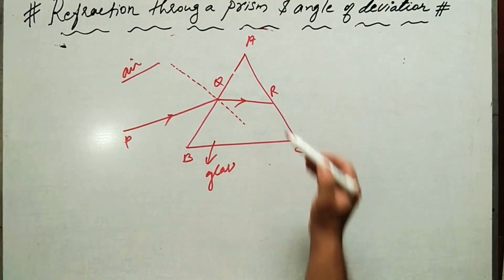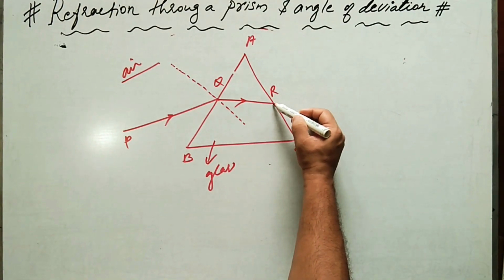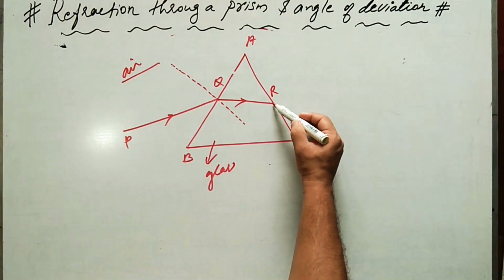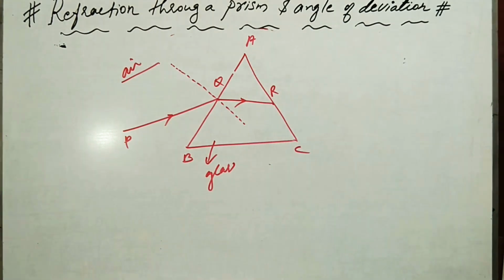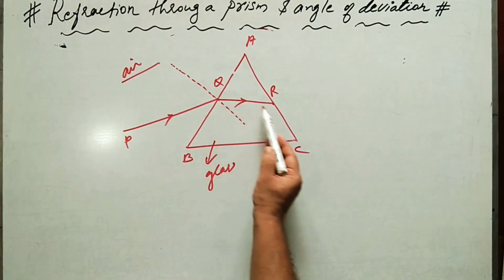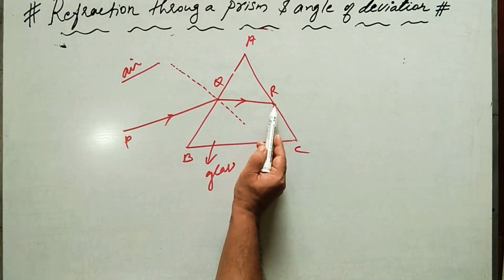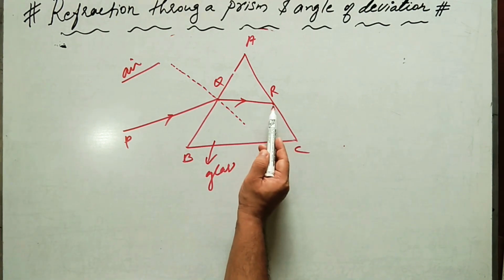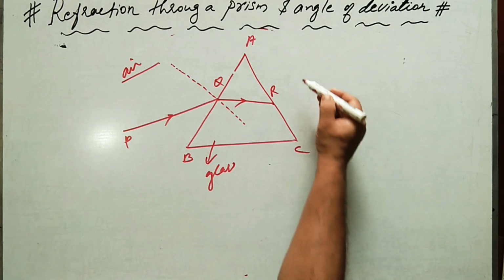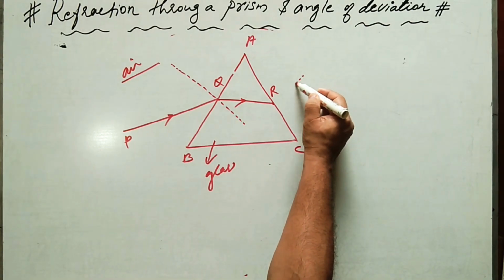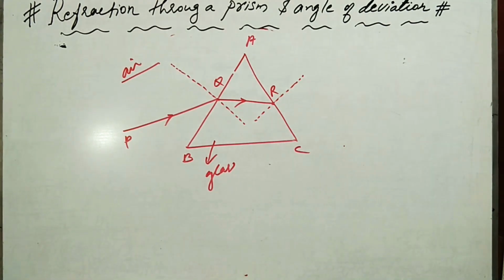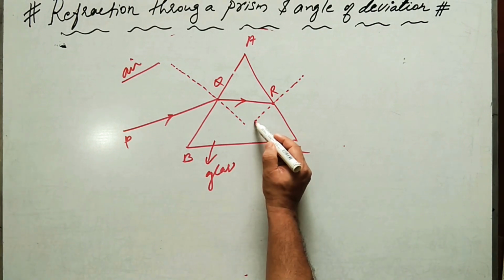Now the ray QR is incident on the point R on the surface AC. So QR, the refracted ray, is striking the surface AC. Now it is ready to go out of the surface AC, or it is ready to emerge. For that we have to draw a normal to the surface. A normal is drawn.